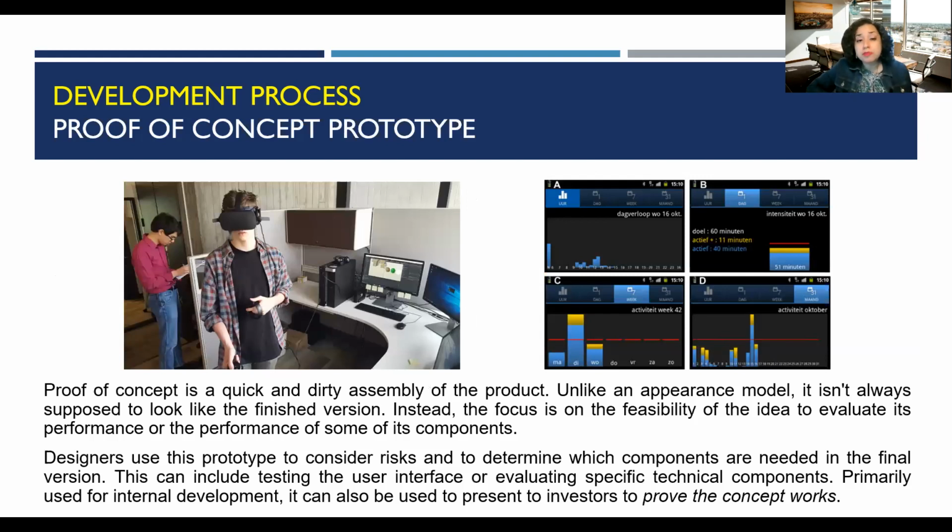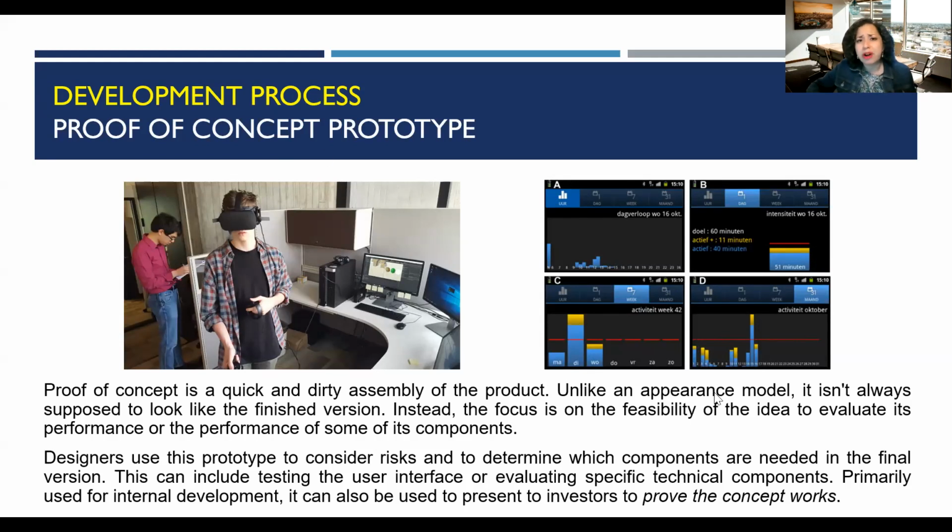The second one was the proof of concept prototype, which is a quick and dirty assembly of the product. It's kind of close to the final product. It might look like the product or it might not, but it could have the functionality of it. So it gives us a feasibility of the idea to evaluate performance. Like the example you are seeing here, they're probably taking a look at something from virtual reality, and they are testing the prototype from the concept of that virtual reality.